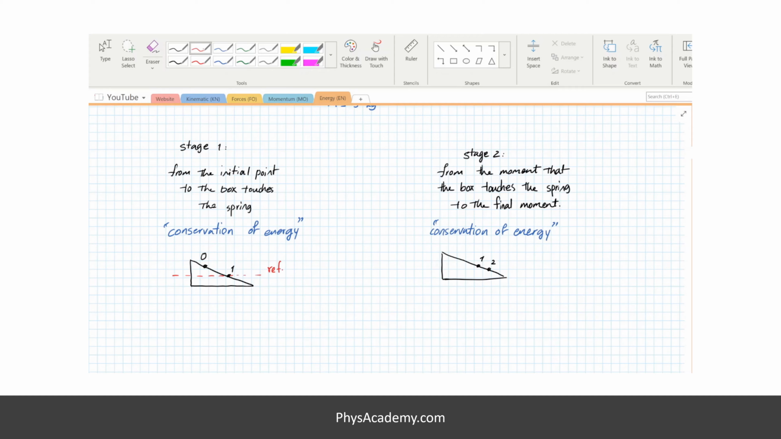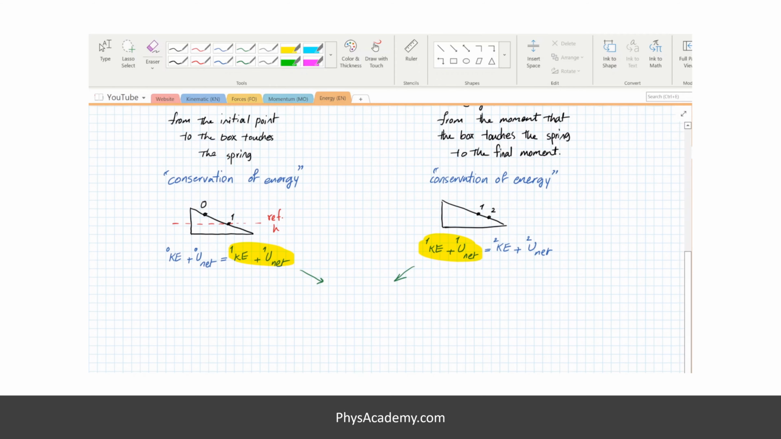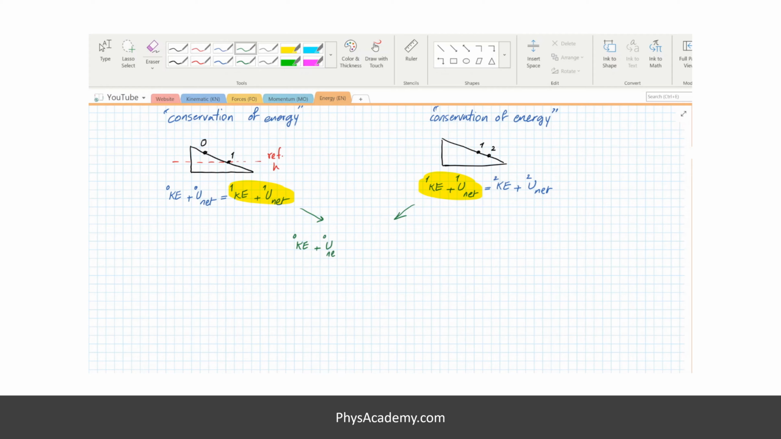Let's take the height of the intermediate state as the reference height and then write the general conservation of energy equations of both states. KE represents the kinetic energy, and Unet represents the sum of all potential energies at the given state. Now that we have the conservation of energy equations, we can use the intermediate state of the system to connect the initial and final states.